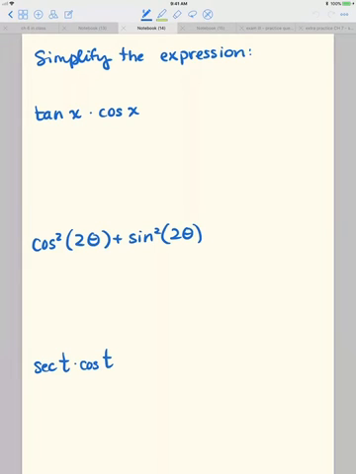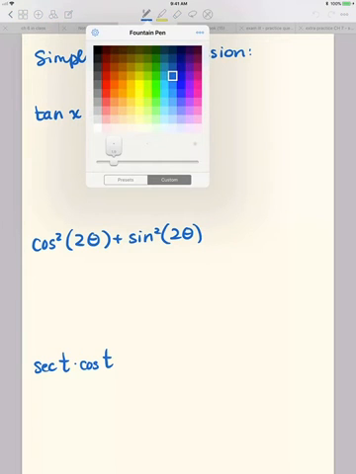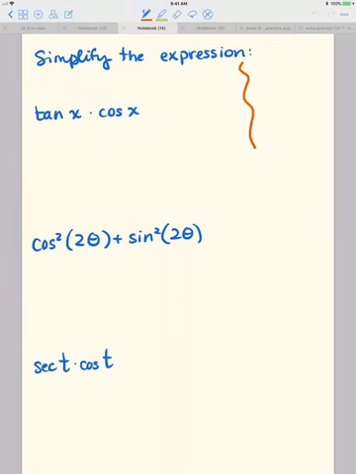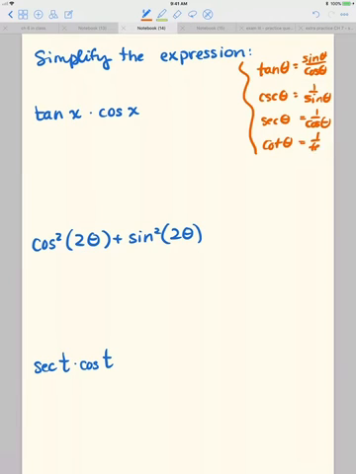Here are a few examples that look at simplifying expressions that use identities or trig function relationships that we've been studying. Keep in mind as we move through these that the tangent ratio is the same as sine over cosine. We also learned that cosecant is the reciprocal of sine, secant is the reciprocal of cosine, and cotangent is the reciprocal of tangent.